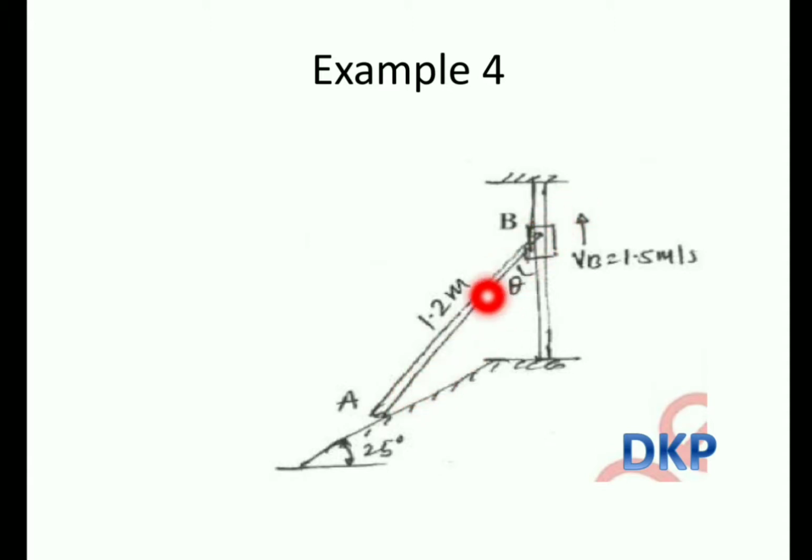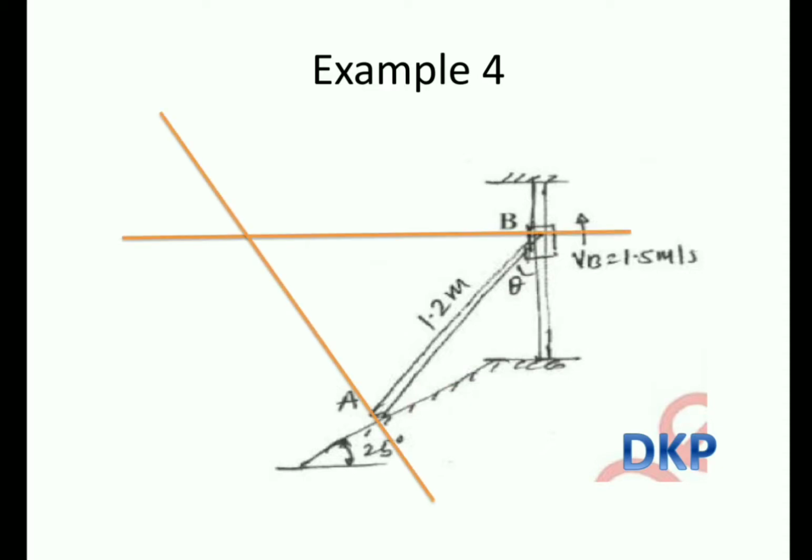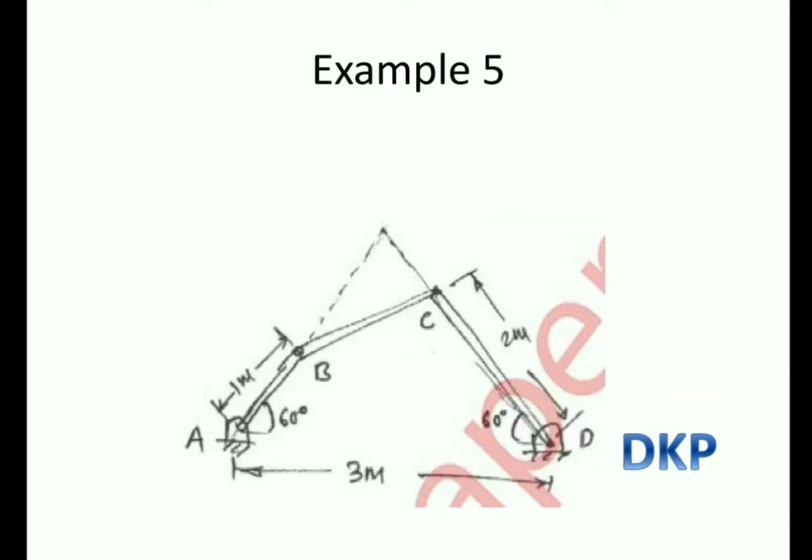So we are supposed to find the ICR of this body AB. How to find the ICR of this body AB? As this is a slider and this is also a slider, draw perpendiculars to both the sliding surfaces and you are going to get the ICR of this mechanism. Is that okay, my dear friend? Do remember that. Let's take the next example 5.